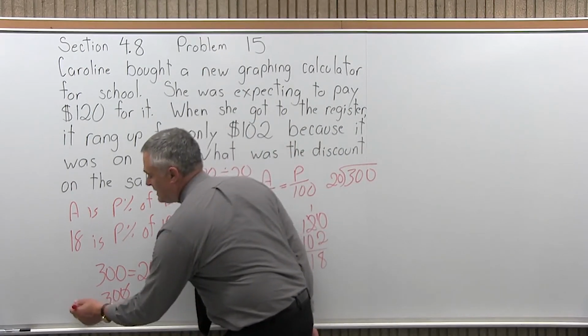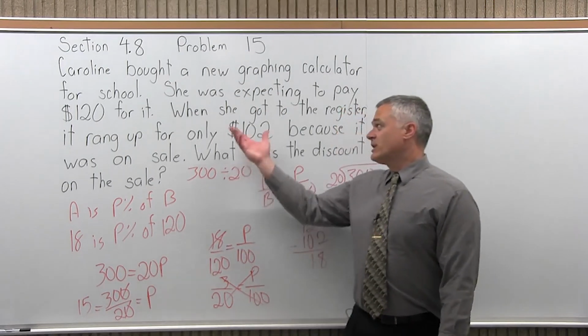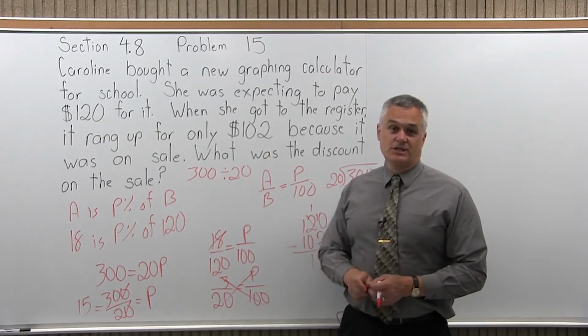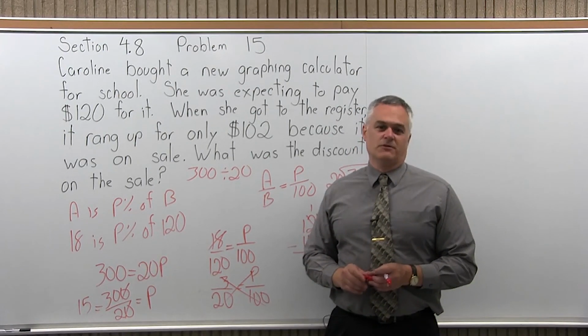So 15 is P. That's the discount. It was 15% off. So when Caroline went in to buy the calculator, she didn't realize it was on sale for 15% off. Happy surprise at the register, she got a little bit of a cheaper price.